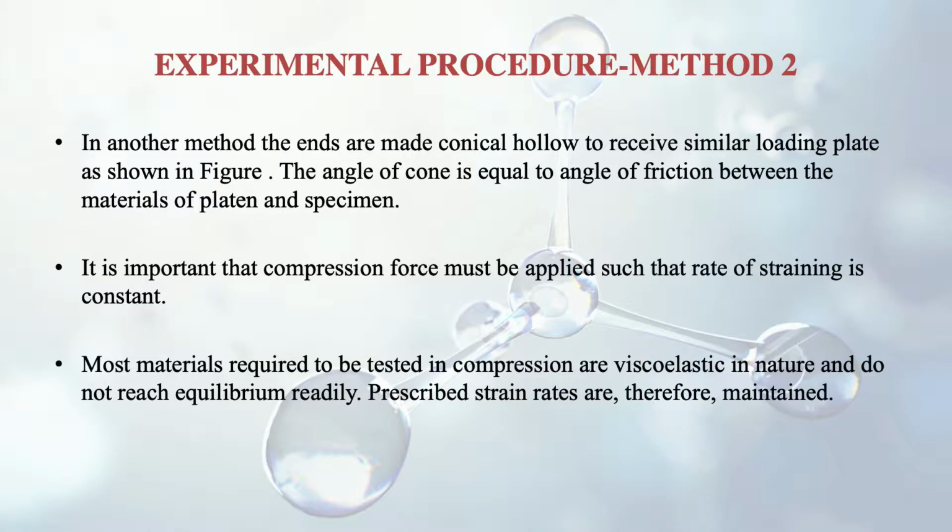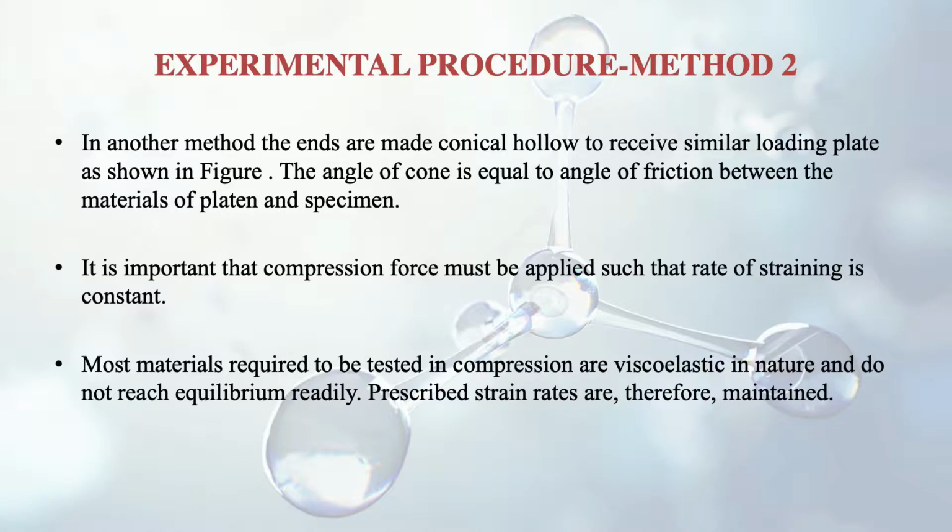Most materials required to be tested in compression are viscoelastic in nature. Viscoelastic means that they have both properties, that is viscous and elastic. Viscous means that they have a fluid type of property, they are slow in reaction, and elasticity means that whenever they are deformed, they come back to their original position. So these viscoelastic materials do not reach equilibrium readily. Like I told you, they are slow in responding, and so prescribed strain rates are therefore maintained.